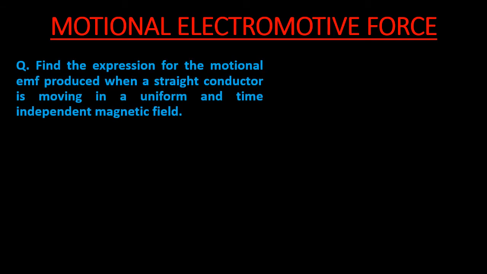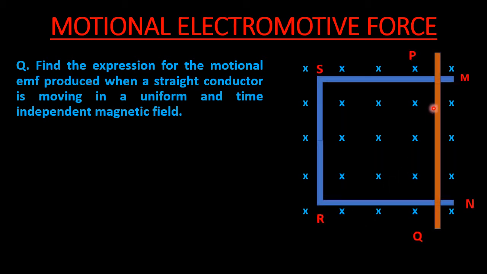And here is a question. Find the expression for the motional EMF produced when a straight conductor is moving in a uniform and time-independent magnetic field. So this represents a uniform and time-independent magnetic field in which we place a rectangular conductor PQRS, and PQ is free to move.